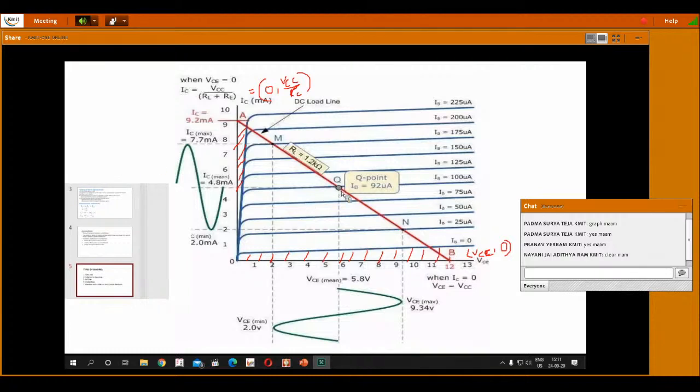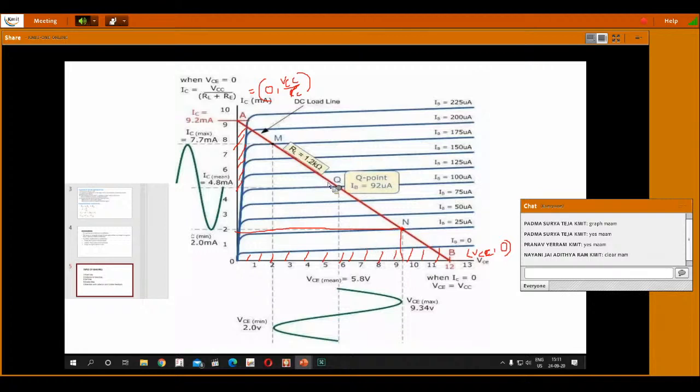So your operating point, for example: let me take a 10 volt VCC, or 9.5. So 9.5 is my VCE value, and the corresponding current will be 2 milliamp. So this is one of the operating points due to the DC signal.